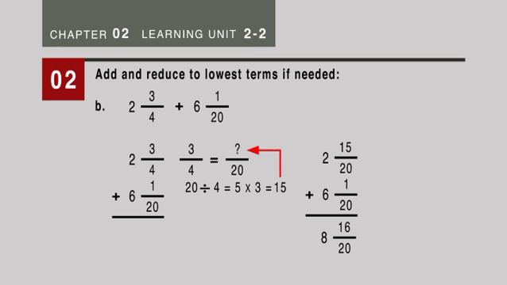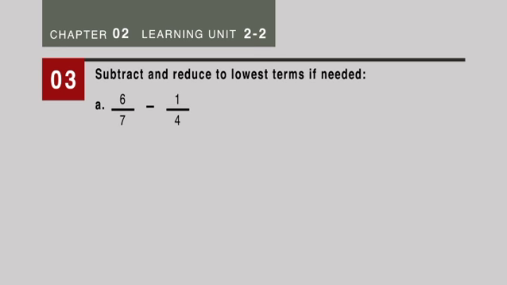We have to reduce our 16/20, and we can reduce that by 4. So 4 goes into 16 4 times, 4 goes into 20 5 times, and we have 8 4/5. For number 3, we subtract and reduce to the lowest terms if needed. We have 6/7 minus 1/4.